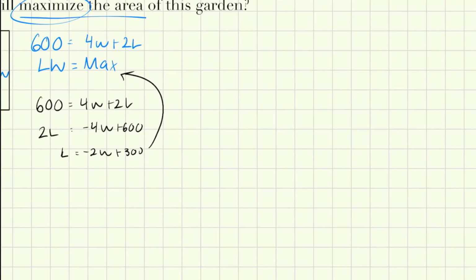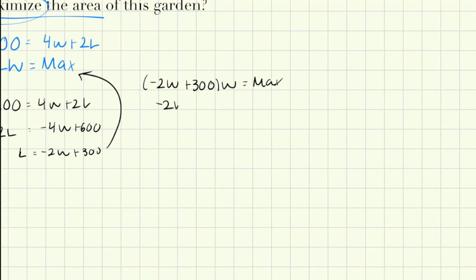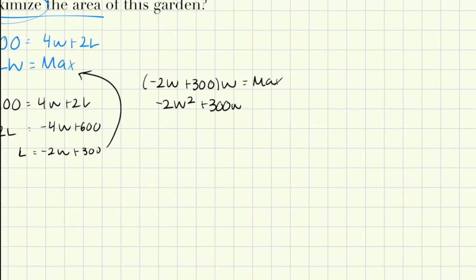Once you plug that in, you're going to get negative 2W plus 300 times W, which is our area equation. All you have to do is distribute that W onto both terms, and you're going to get something that looks like this. Now, as for solving this, this is where the calculus part comes in.